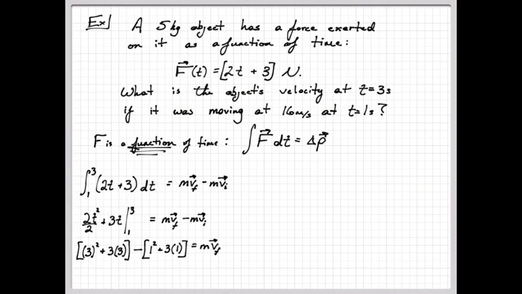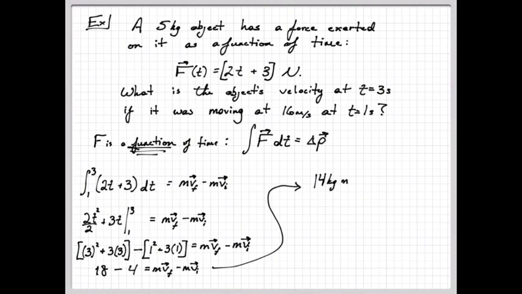Right, so when we crunch all of it out, 3 squared plus 3 times 3, well, that's 9 plus 9, so that's 18, minus 1 plus 3, which is 4, and that's going to give us a change in momentum. So let's finish crunching this out. So 18 minus 4, that's 14 kilogram meters per second. And on the right side, the mass of the object was 5 kilograms times the final velocity minus 5 kilograms times the initial velocity, which was 16 meters per second.